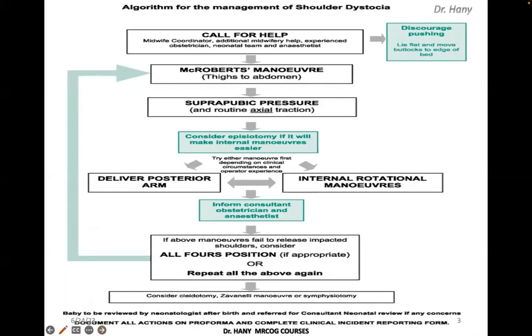Once you diagnose shoulder dystocia, the head will be retracted into the woman's pelvis. You should call for help. The first exam question: push the buzzer button, call for help, call for assistance. For whom? You need senior, junior, anesthesia and neonatology. So midwife, additional experienced midwife, senior obstetrician, neonatology, and anesthesia.